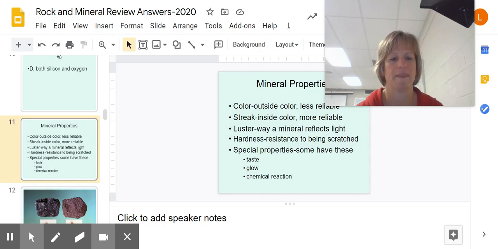For example, halite is also known as rock salt. I'm not recommending licking minerals in the environment of COVID, especially, but it tastes like salt because it is salt. That's what's ground up in our salt shakers.